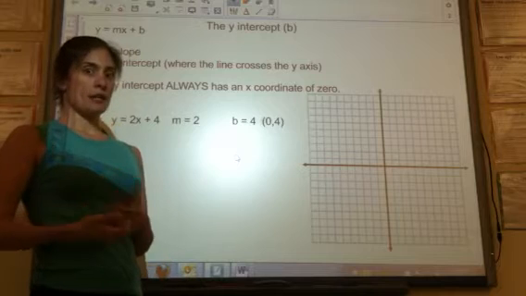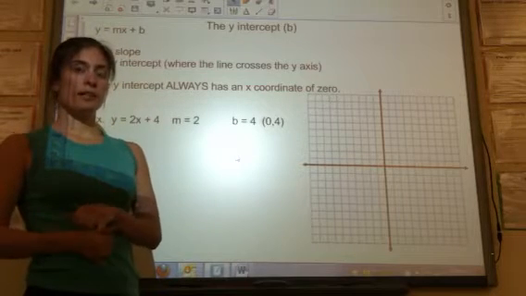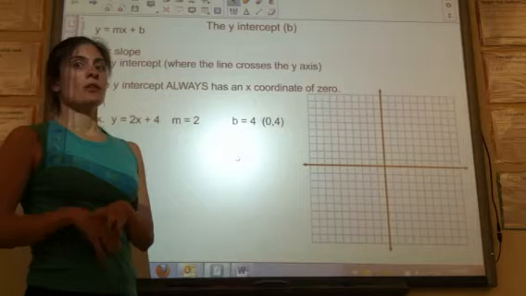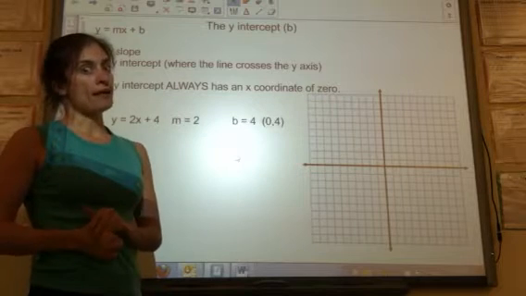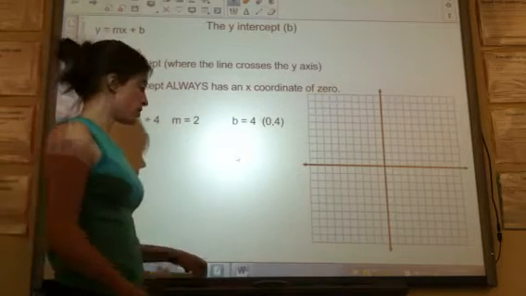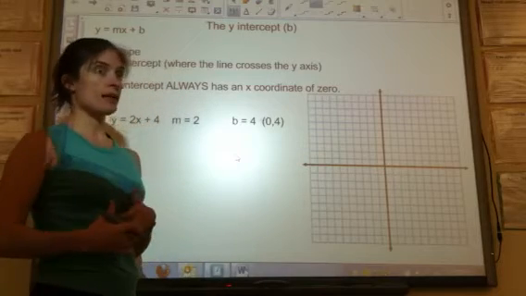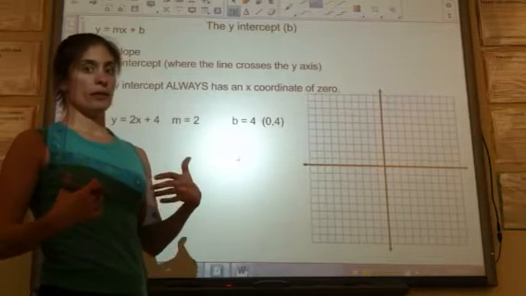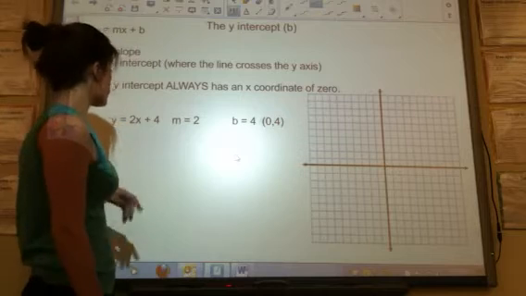This video is on y-intercept. So far we've spoken about linear equations and graphing them. We've spoken about vertical and horizontal lines, and we've spoken about slope. And so now we're going to talk about the y-intercept, which is the second most important part of a line, in my opinion, besides the slope.